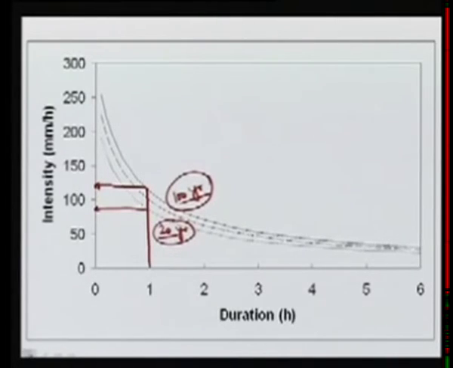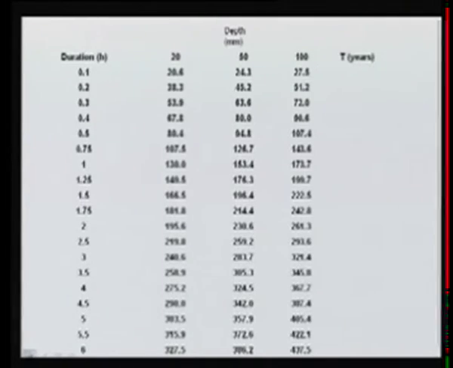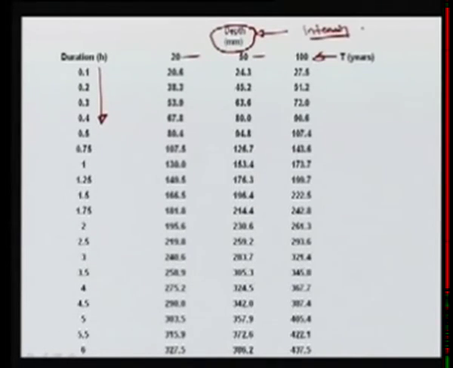Similarly, we can also compute the total depth of rainfall in that storm, again for different return periods. So here also we have the same thing, 20, 50 and 100 years return period. This is the duration of storm, and this is the total depth of precipitation during that storm. So if we contrast, this is not intensity. Intensity is millimeters per hour, but this denotes total depth.